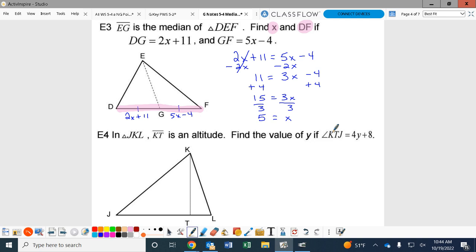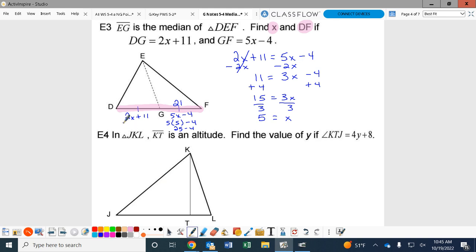Okay, from there, what are you going to do with that x equals 5, or 5 equals x, however you do it? Plug it back in. Does it matter which one you plug it into? No. So I'll plug it in the one on this side this time. 5 times 5 minus 4 would be 25 minus 4, which is 21.